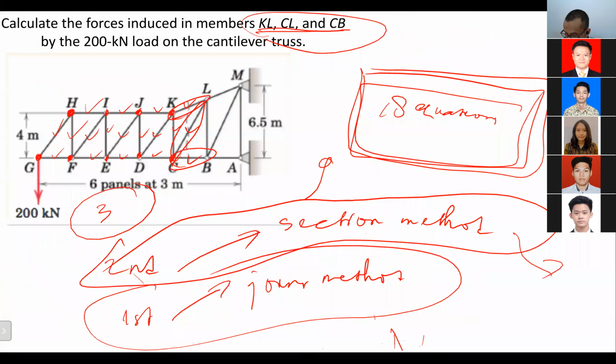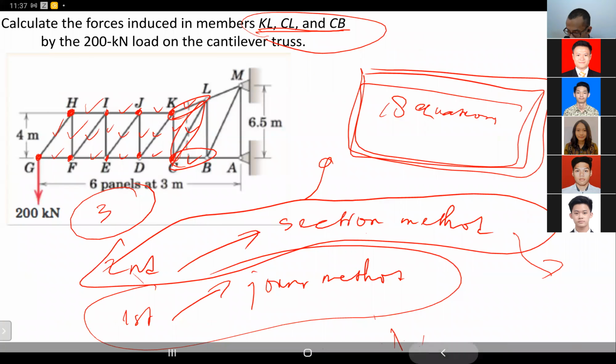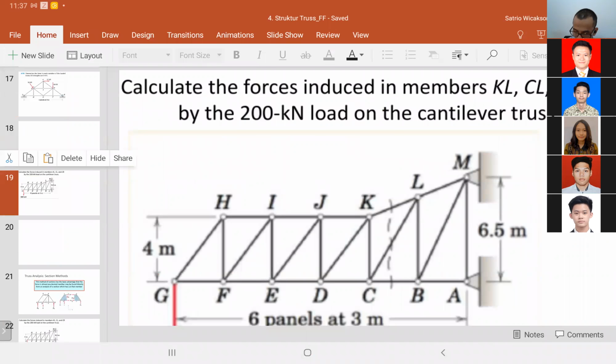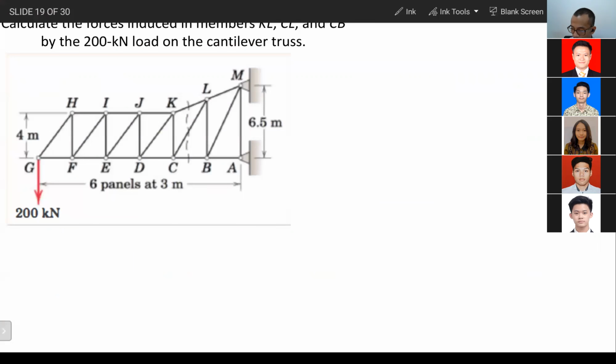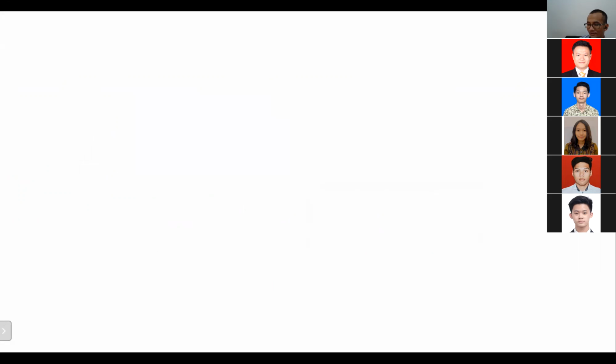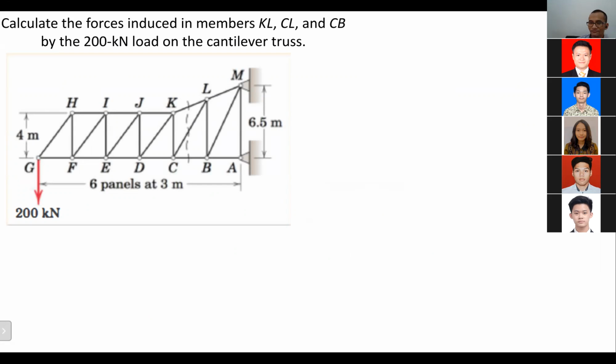I have a question, sir. Can you go back to the previous slide? I need to clear out some of the explanation before. The previous slide, you mean which slide? This one? Or this one? This one, the section method. So in the section method, should we divide it symmetrically? Not necessarily, Jovan. That's why I want to give an example on this particular problem.